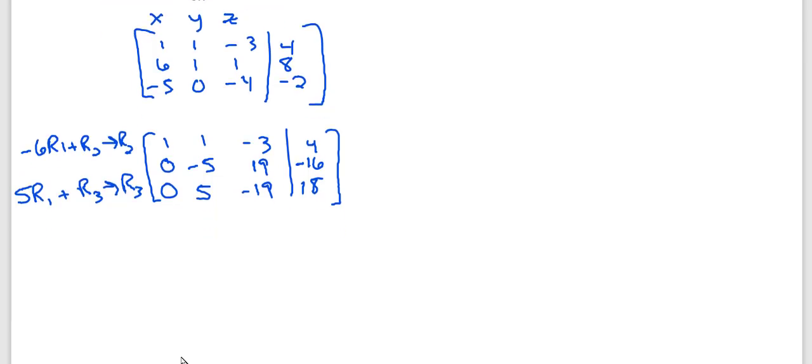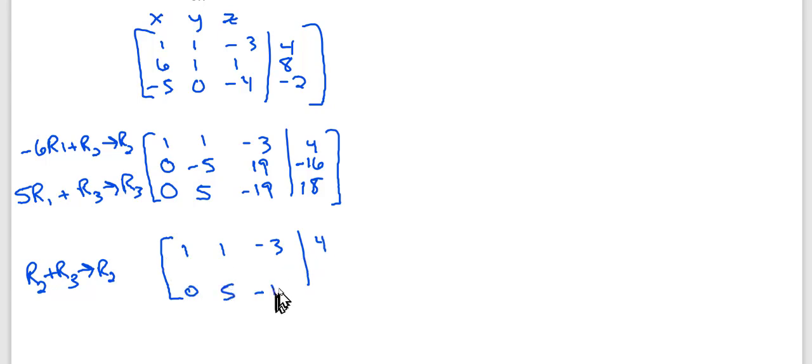Typically my next step would be to get a 1 in this spot where the negative 5 is. But that's going to give me some yucky fractions. So I'd rather try to make this a little prettier first. And I notice that these are opposites. So I'm going to add row 2 and row 3 and put it in row 2. Actually doesn't really matter, but copy this down because I'm not changing it right now.